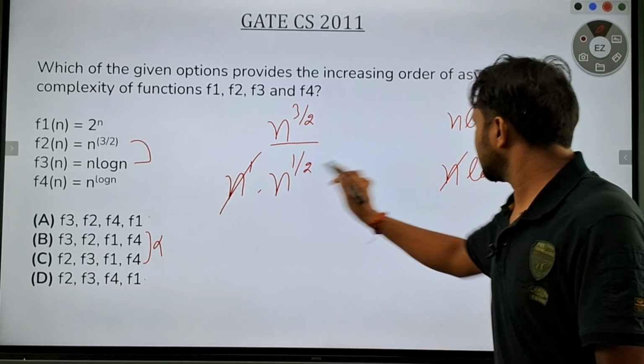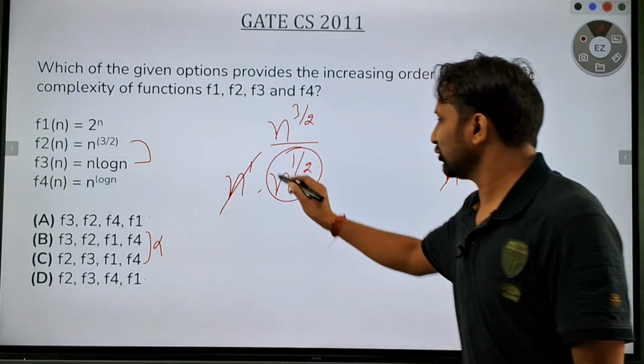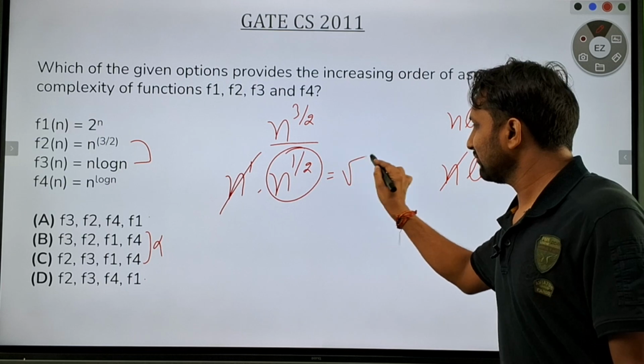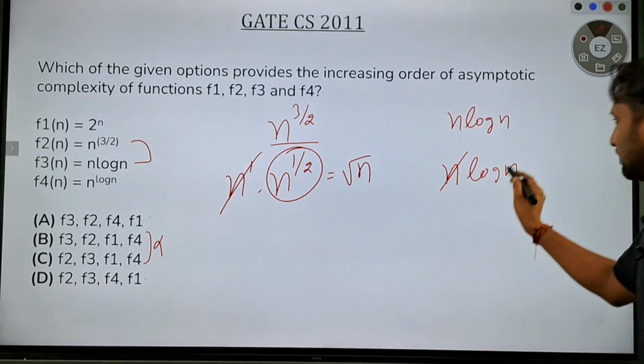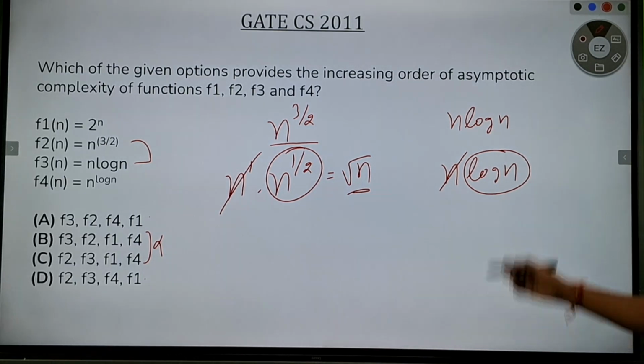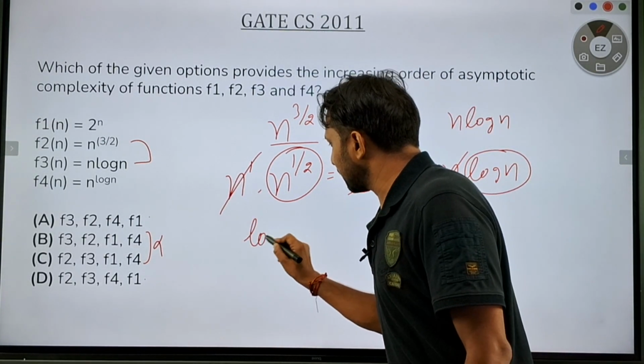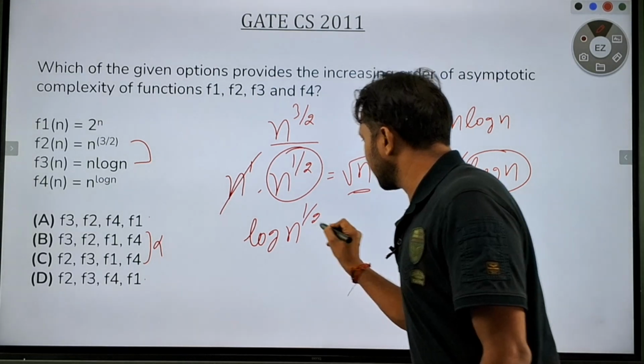Now there is nothing common on both sides, you can apply the log. Otherwise you can see directly also. This is actually root n, and this is log n. And you know which is greater, which is smaller. So root n is greater than log n. Otherwise, if you want to apply the log also, you can apply log n power 1 by 2.